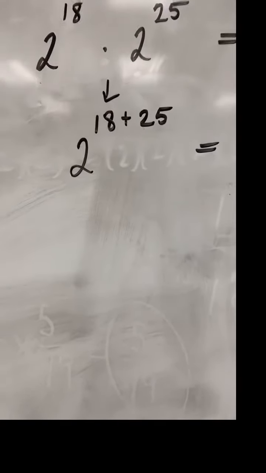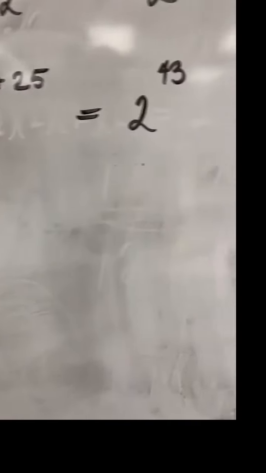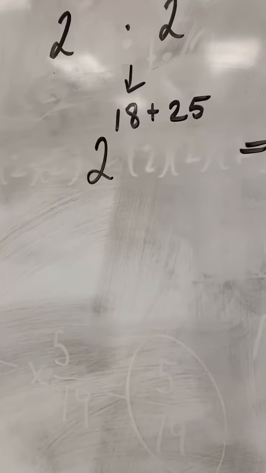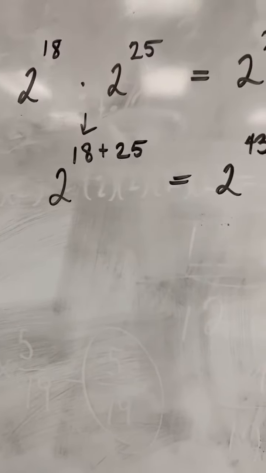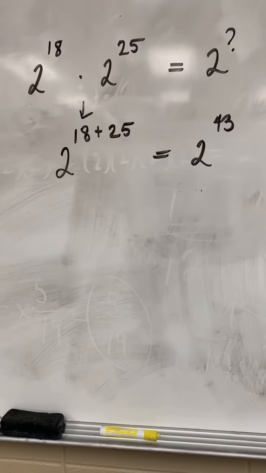Really, all I have to do is add the 18 plus the 25, and now I have 2 to the 43rd power. And I'm able to write 2 to the 43rd power without having to write these down 18 and 25 times. Now you can just use addition to simplify your problem, and we're working with an extremely large number.